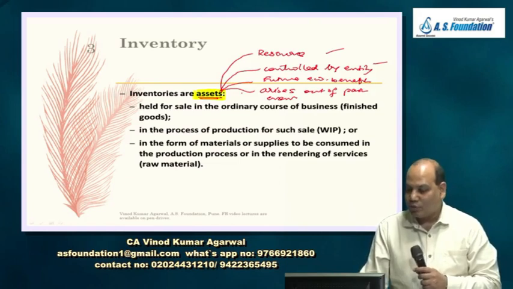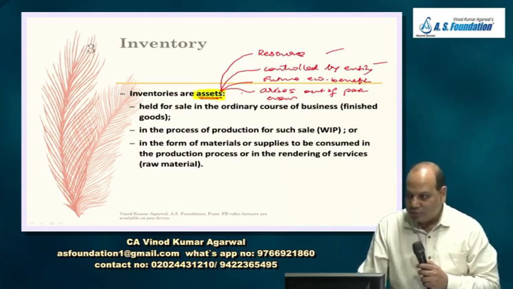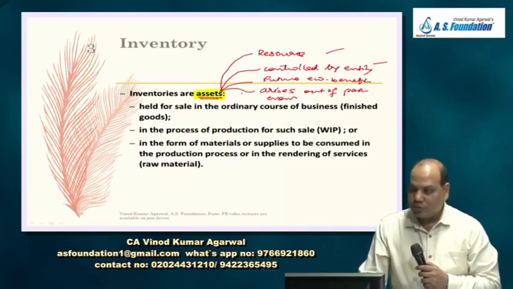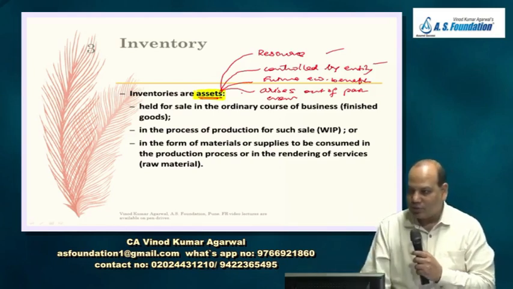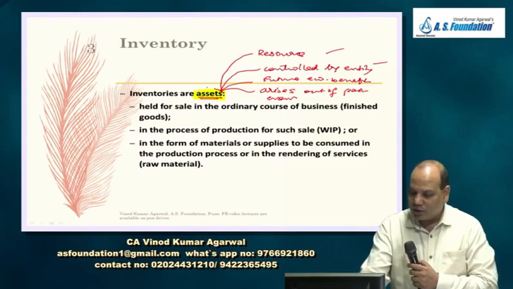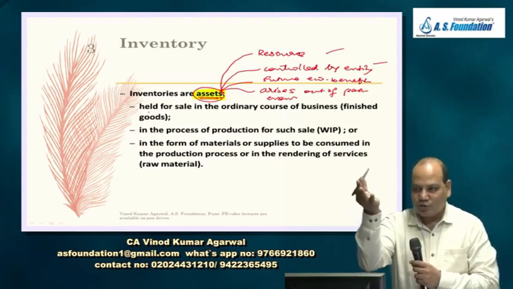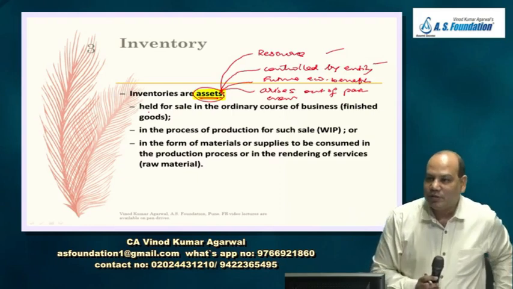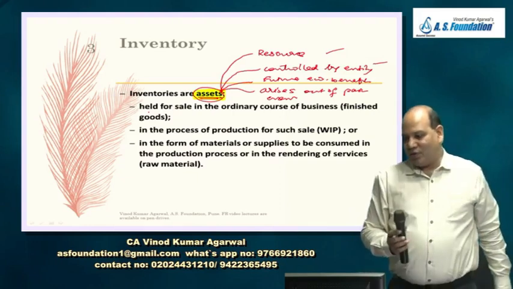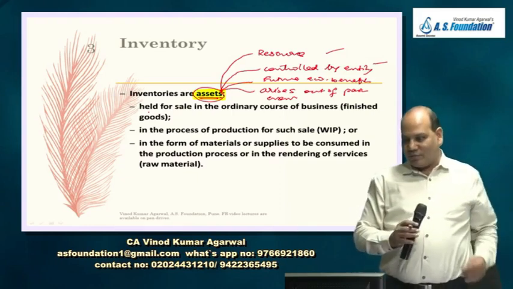You are going to use the inventory either for manufacturing finished goods and then sell, generating revenue, or if it is a finished goods item, you are going to sell it and generate the revenue. So inventories are assets. Now what are these assets? This pen is also an asset. This computer is also an asset. Is this computer an inventory for us?